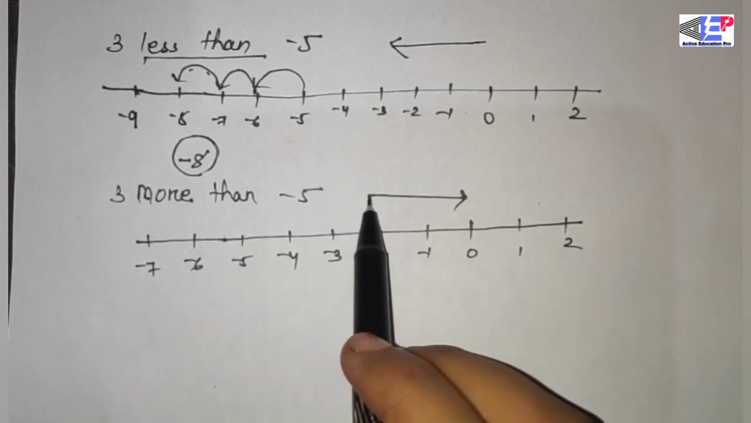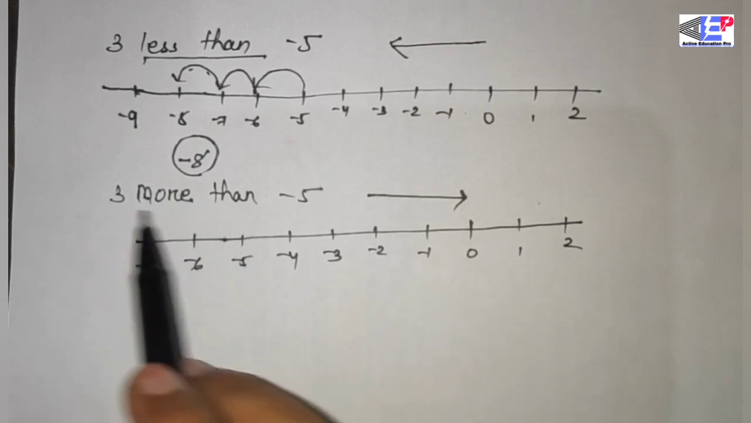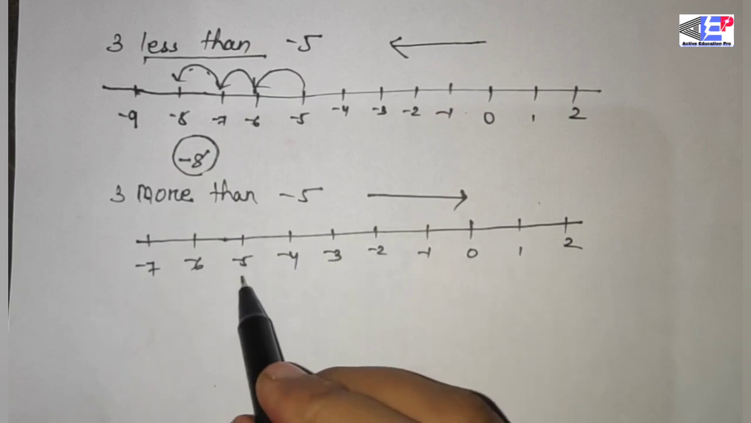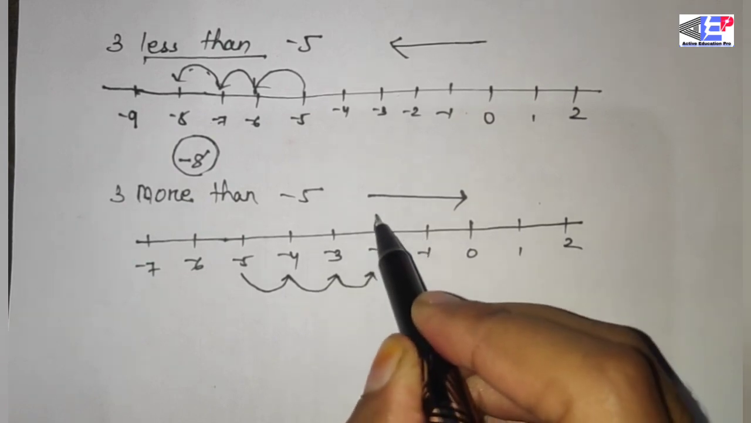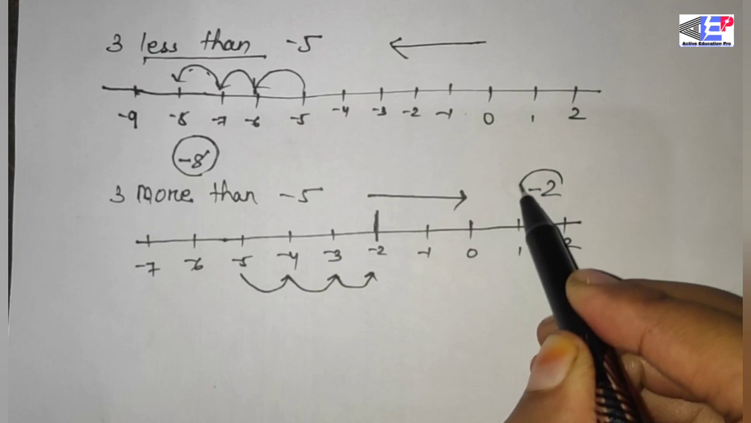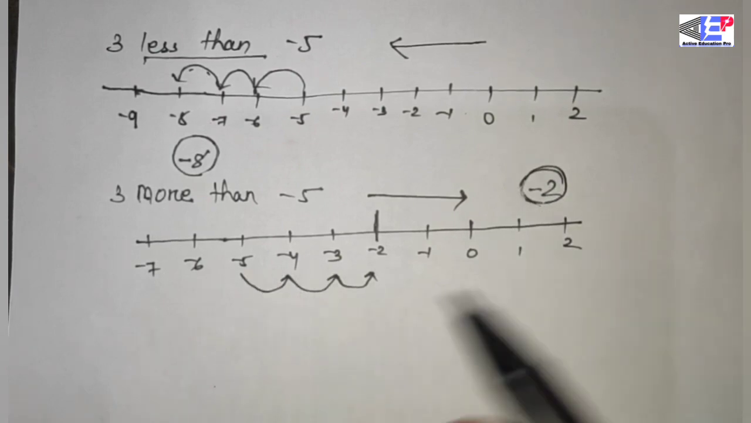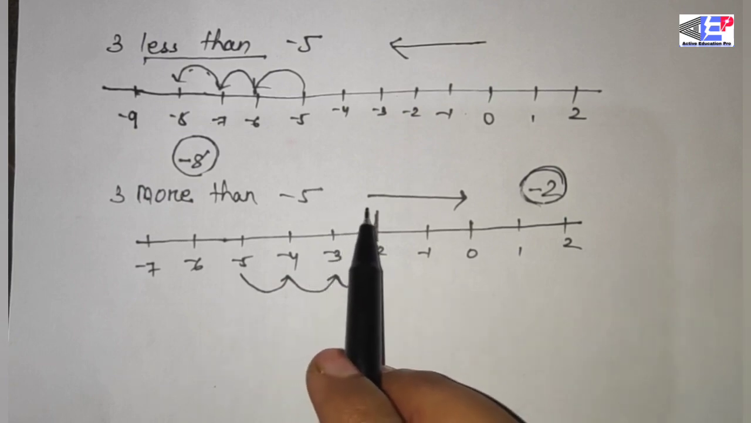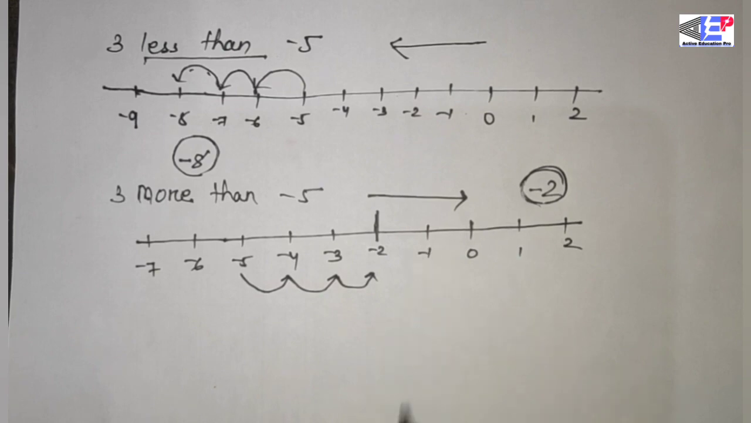Here you have to move left to right, because the question says more than -5. 3 places more than -5, so you move left to right: -5, 1, 2, 3. So your answer is -2. 3 more than -5 is -2. I kept more spaces towards the right, because we will move left to right. 3 more than -5.